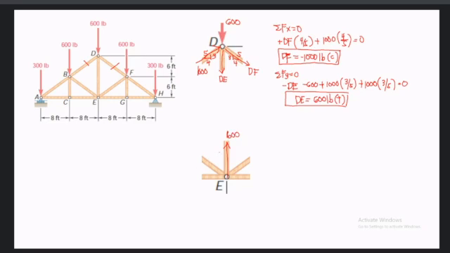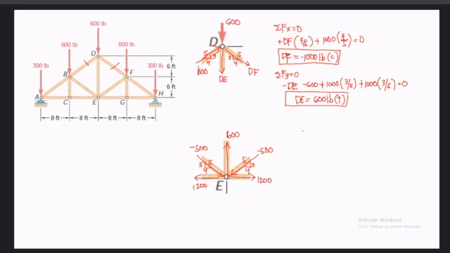Etong dalawa, si BE. Ano yung BE natin? 500. So negative 500. Tapos eto, negative 500 din. Tapos etong si CE, what's your CE? Natatandaan niyo ba? 1, 2. Okay, tension. And then this is also 1, 2. Okay, so this is compression. So 3, 4, 5. And then this is also 3, 4, 5.